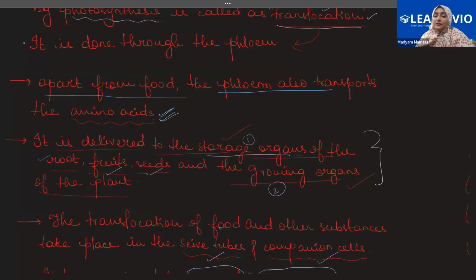You understand the difference between source and sink? Source is the place from where the food, let's just say, begins. For example, we're talking about the food. So source is the place from where the food is prepared. And sink is the place where the food is transported to so that it can be helpful. Okay?